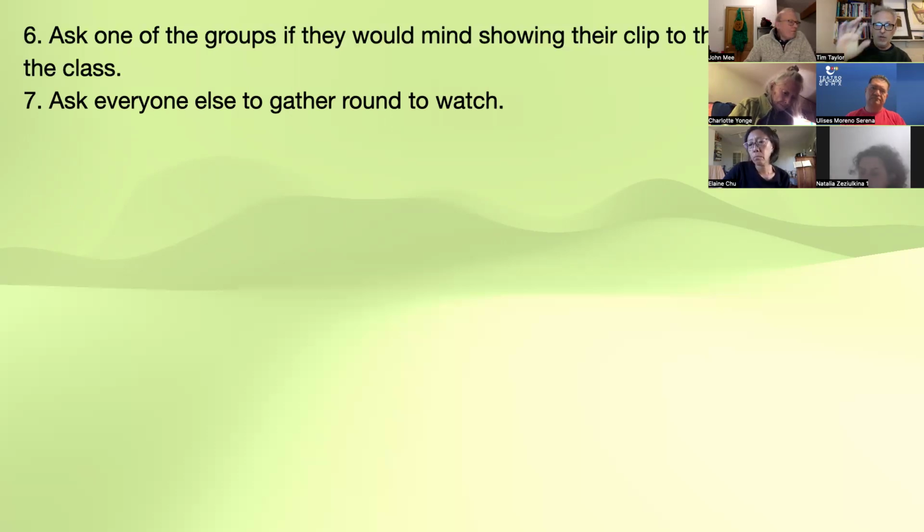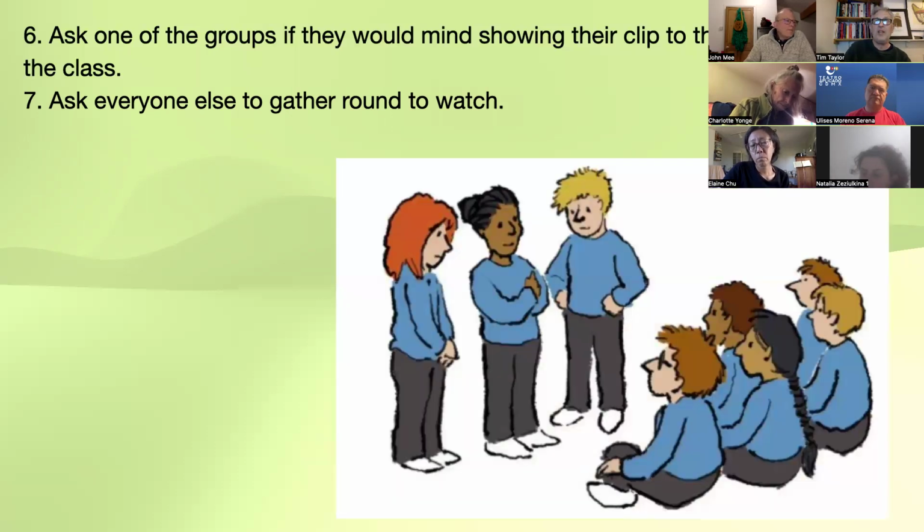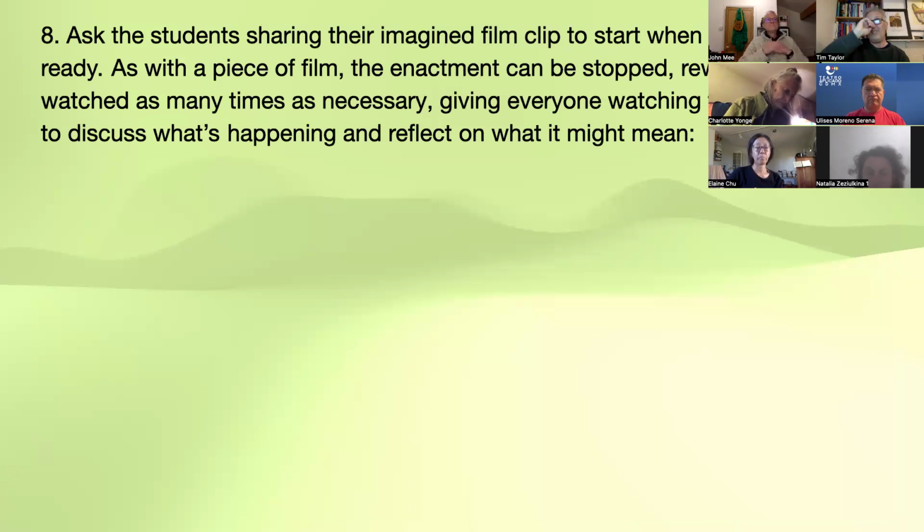So imagine we're going to ask everybody to gather around. So here's an illustration. One group are going to enact their clip, and then everybody else is going to gather around and watch. You ask the group when they're ready to start, and as with a piece of film, the enactment can be stopped, rewound, and watched as many times as necessary, giving everyone watching the chance to discuss what's happening and reflect on what it might mean.